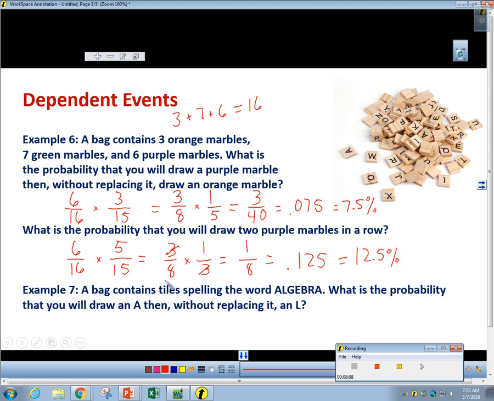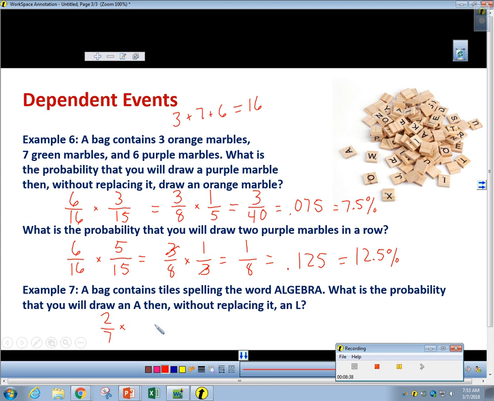All right. Another example, now we have a bag containing tiles like Scrabble letters, and they spell the word algebra. So we have an A, an L, a G, an E, a B, an R, and then another A. What's the probability that we'll draw an A, then without putting it back, an L? So we look at the total number of letters. I'm counting 7 letters. And the probability of getting an A, well, I have 2 A's. I've got this one and this one. So it's a 2 in 7 chance of getting an A.